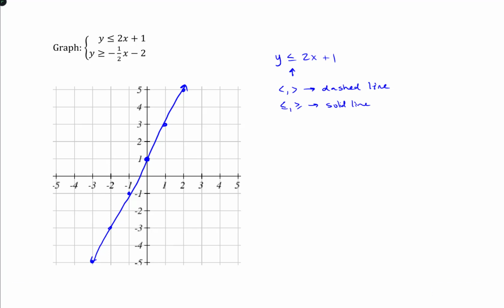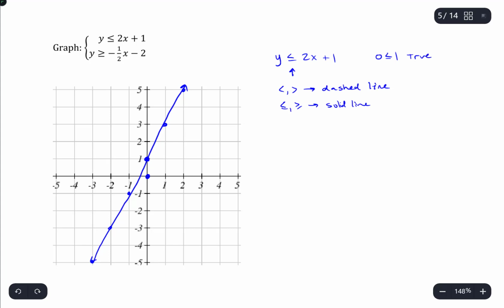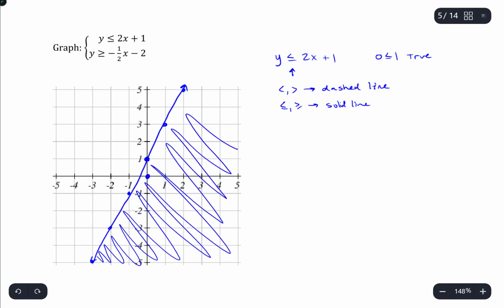Now we have to shade. So we're either going to shade to one side of the line or the other. In order to choose, I would just pick the origin, as long as your line's not passing through the origin. Plug this into the line equation. So if I plug the origin in, I get 0 is less than or equal to 1, which is a true statement. So what that means is I would shade this side of the line that contains the origin.